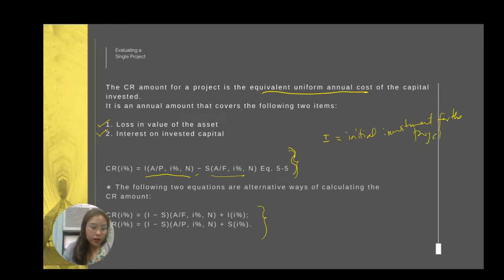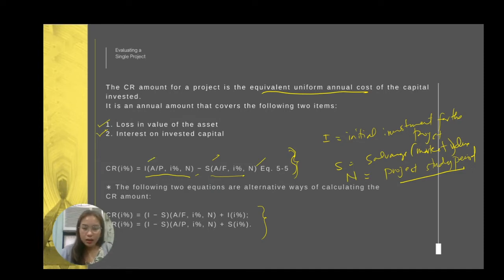And we also have BS. BS is the salvage or market value at the end of the study period. N is the project study period. I hope by now you know why it is called the study period. It was mentioned in the first part. So N is the project study period, the salvage market value, and I is the initial investment for the project.